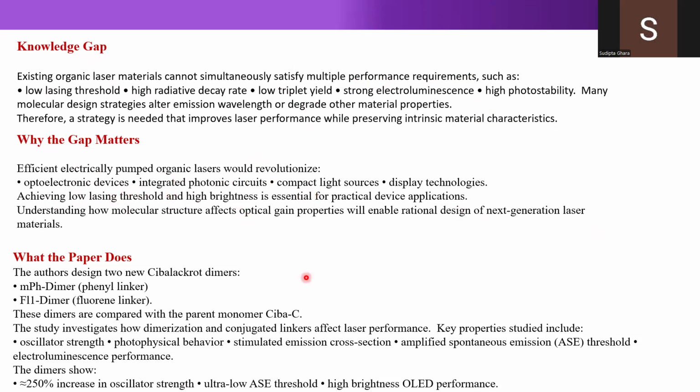and display technology, etc. Now, what the paper does here: they basically design two dimers. One is a phenyl linker based dimer, and the second is a fluorene linker based dimer. With both dimers, the investigators study how dimerization and conjugation length affect the laser performance. In terms of oscillator strength, photophysical behavior, stimulated emission cross section, and ASE threshold, they also measure.